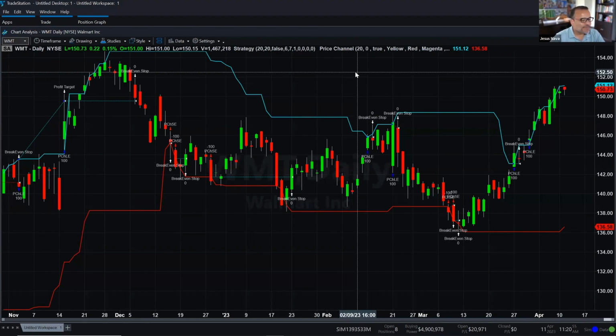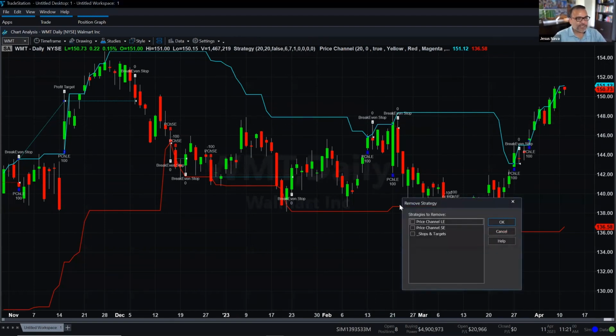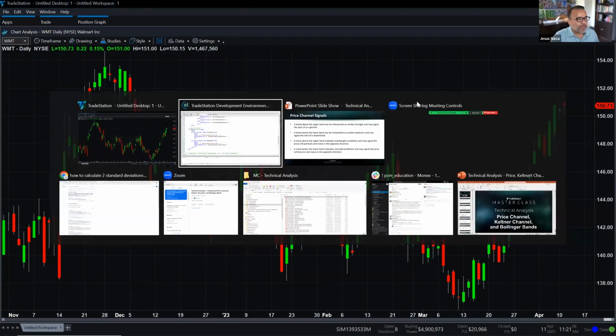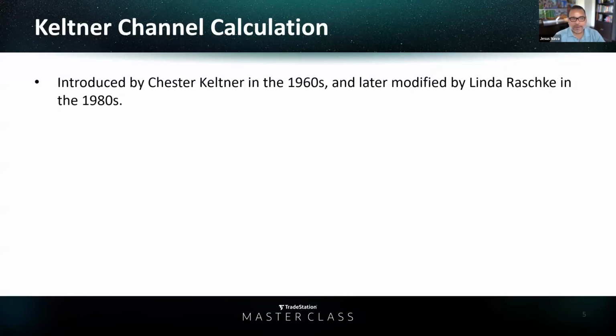Okay, let's go ahead and take a look at another indicator. Let me remove this strategy and remove the indicator. I'm going to come over here to my PowerPoint, and let's talk about the Keltner channel calculation. Keltner channel is an old indicator that goes back to the 1960s, and it was designed by a gentleman by the name of Chester Keltner. So yes, the indicator itself takes on the creator's name.